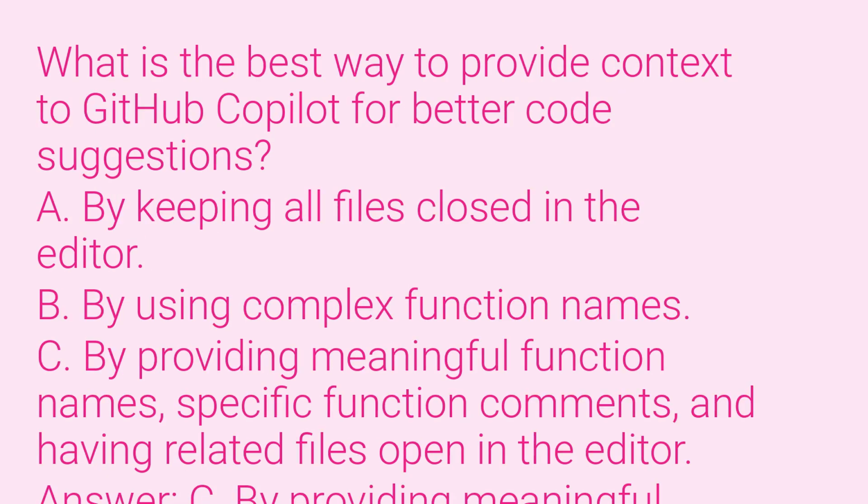What is the best way to provide context to GitHub Copilot for better code suggestions? A. By keeping all files closed in the editor. B. By using complex function names. C. By providing meaningful function names, specific function comments, and having related files open in the editor. Answer. C. By providing meaningful function names, specific function comments, and having related files open in the editor.